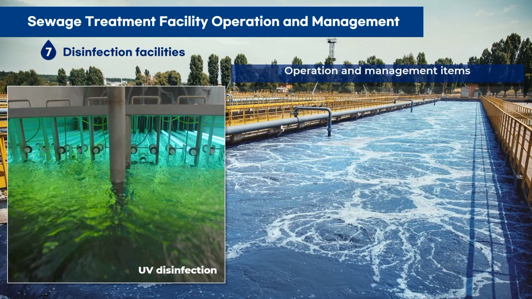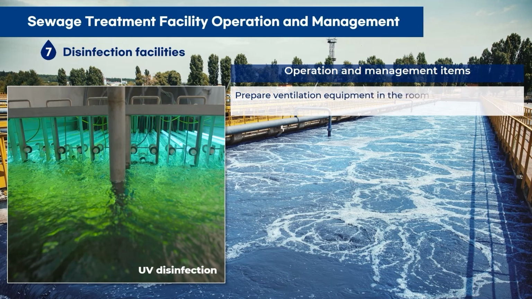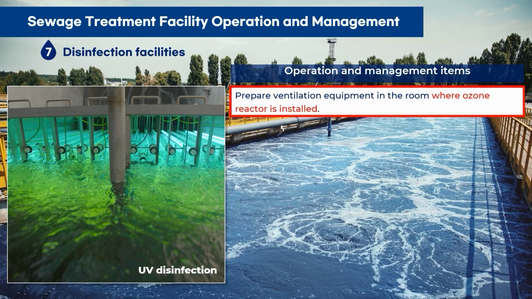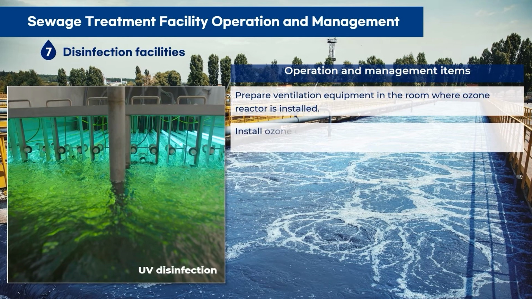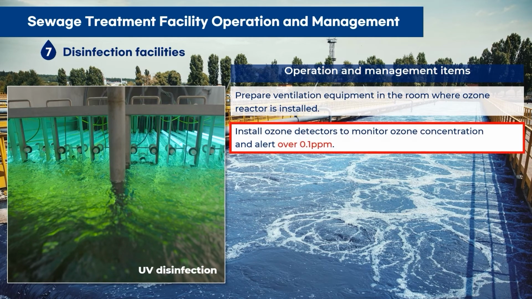In addition, you must install ventilation equipment in indoor spaces where ozone reactor facilities are installed, and install an ozone detector to monitor ozone levels and give a warning if ozone levels reach 0.1 ppm or higher.